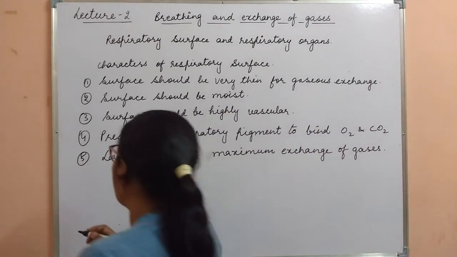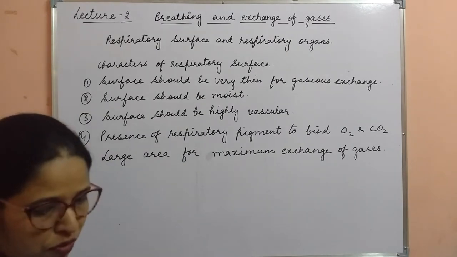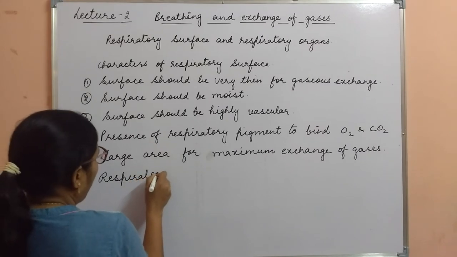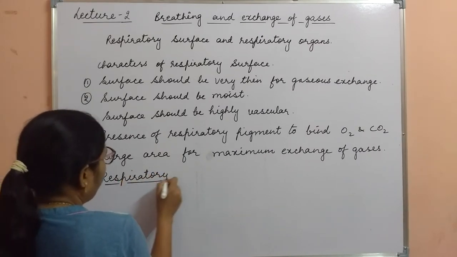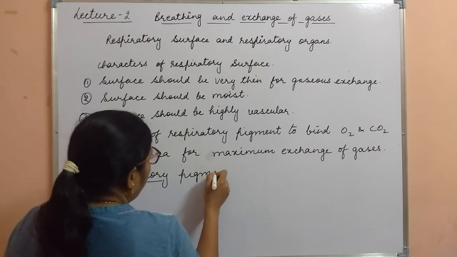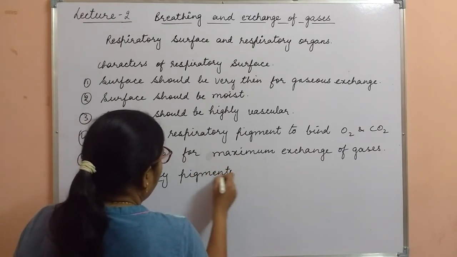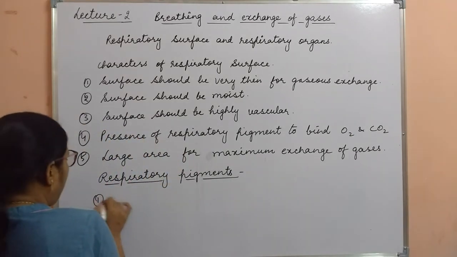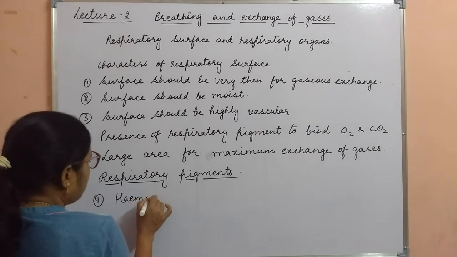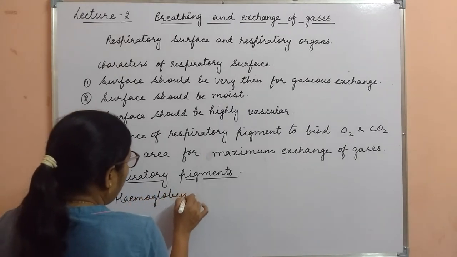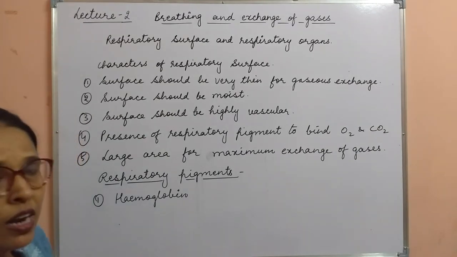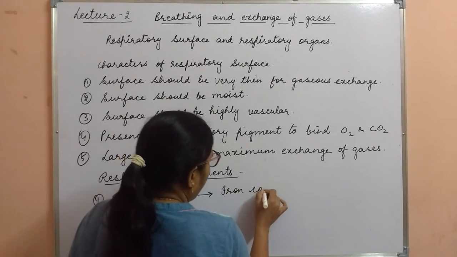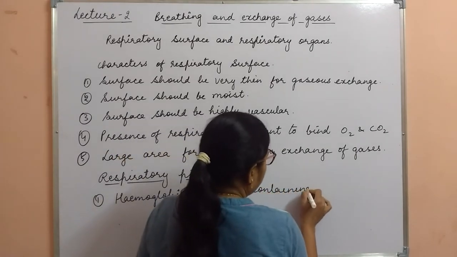Next, we are going to talk about the respiratory pigments. Now, different types of respiratory pigments are present in different organisms. These respiratory pigments are very helpful in the process of gaseous exchange. First and very important pigment is called hemoglobin, the red colored, iron containing pigment.